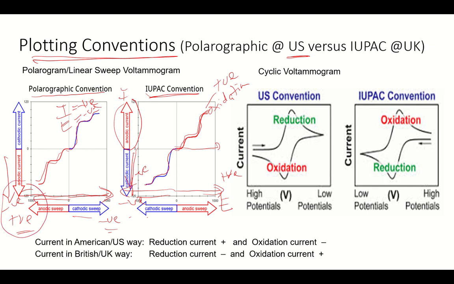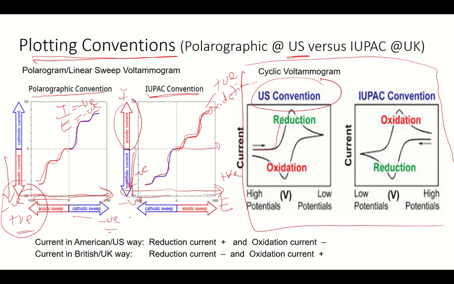As well as this, we will discuss this later in the third part, cyclic voltammetry. So in the US convention, reduction is the positive current and oxidation is the negative current. But for UK or IUPAC, oxidation is positive current and reduction is negative. Okay? So this is about plotting the polarogram or voltammogram.